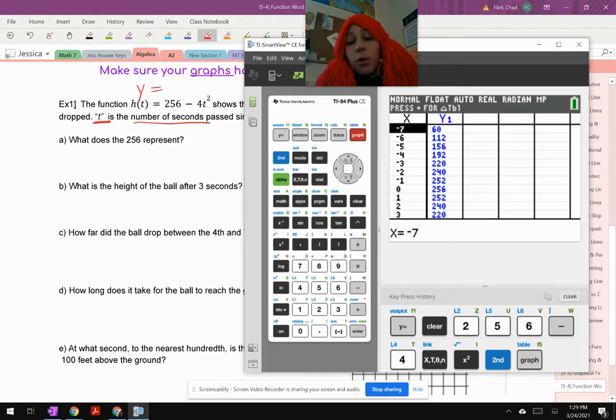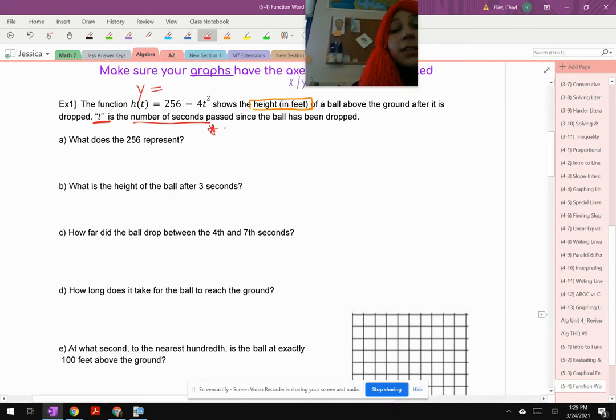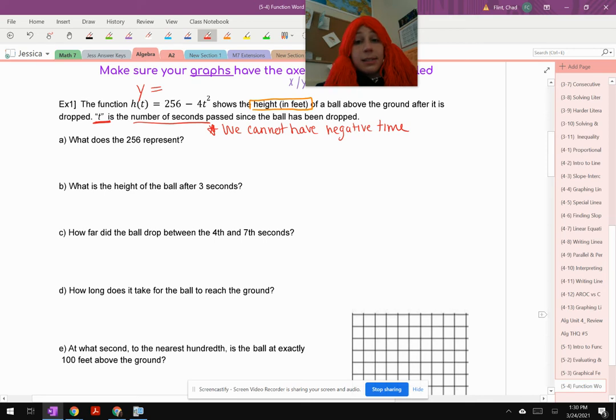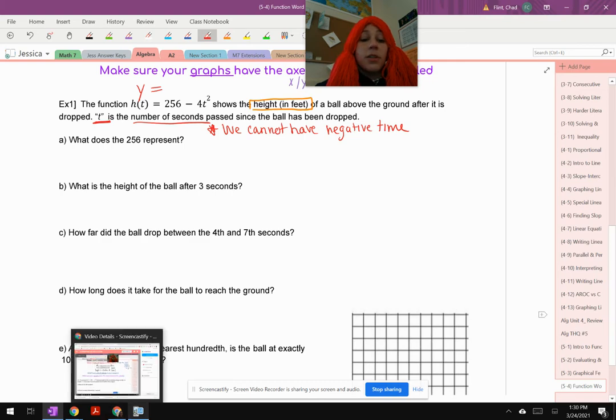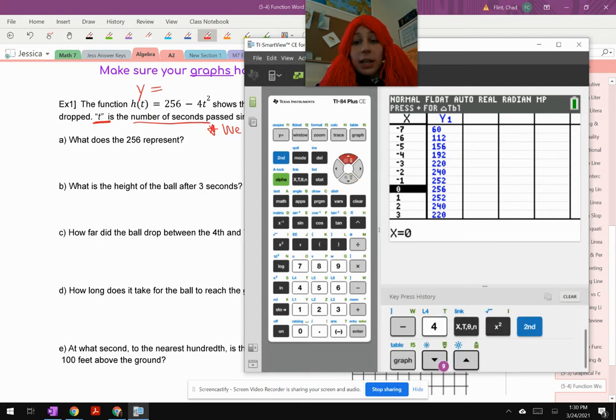So now you might be wondering what kind of numbers would make sense here. This is important to realize when you're making your table: because t is the number of seconds, you can't have negative time. You can't have negative 2 seconds. You can't have a negative time, just like you can't have a negative distance. So when I'm writing down these table values, I'm going to start where the t is 0, because I can't have a negative time.